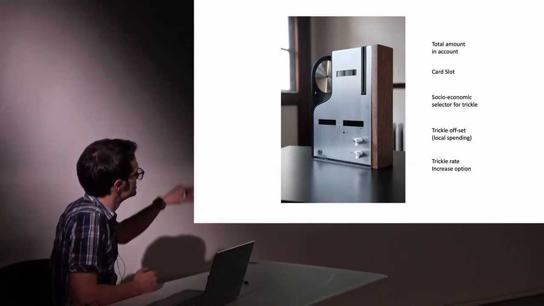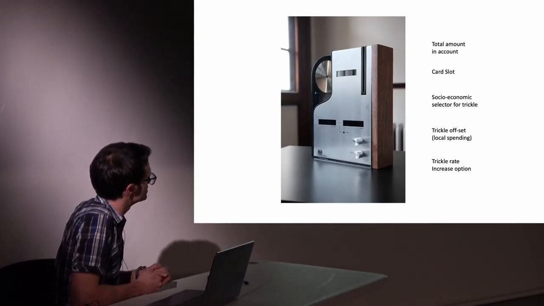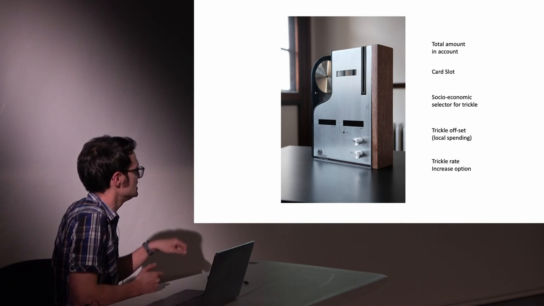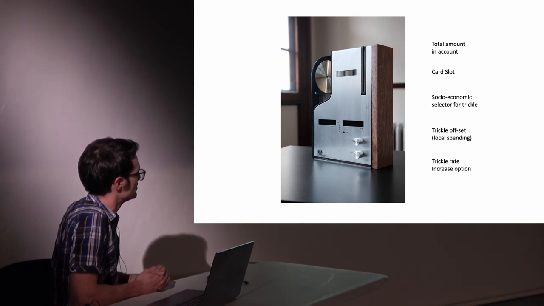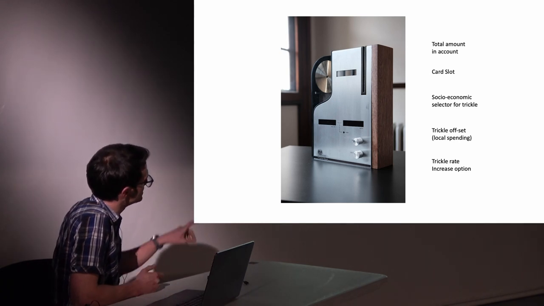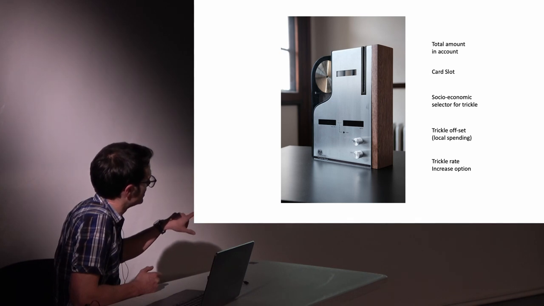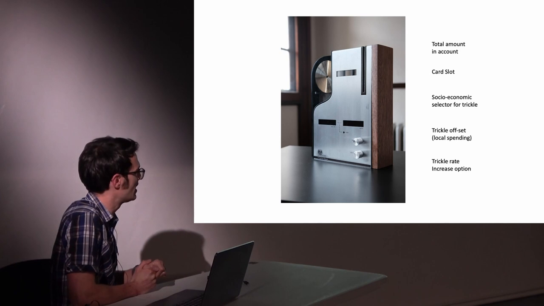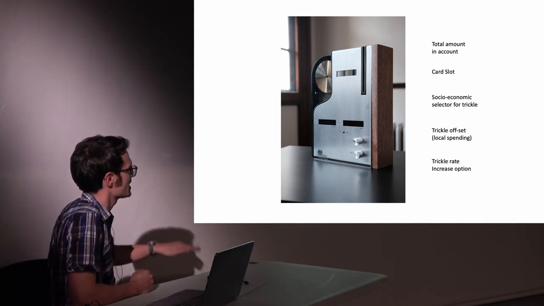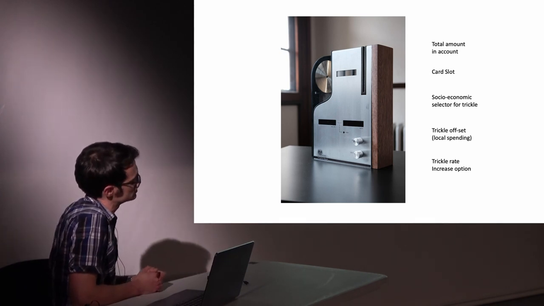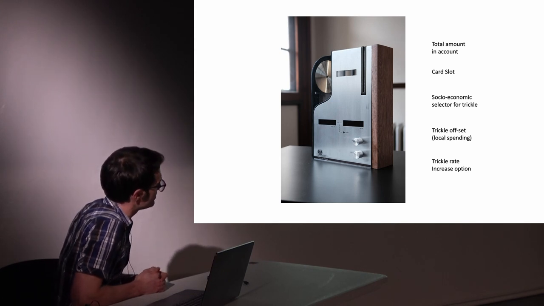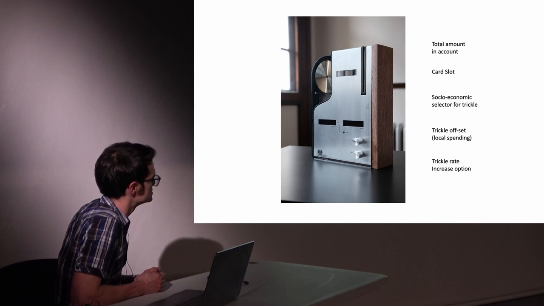So at the top there will be the total account amount. The card slot would be the activation and the kind of key to facilitate the device. And then there'll be a socio-economic selector for the trickle-down. So you could have some choice in which particular bracket the trickle-down would go to on the socio-economic scale. And then the trickle offset.